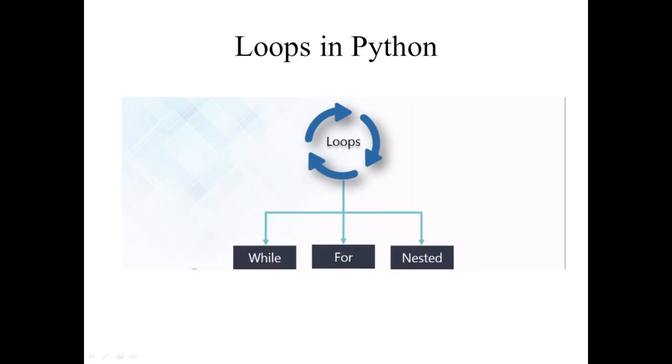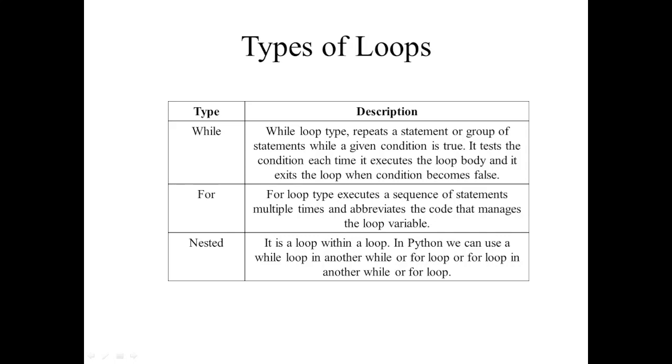As far as the types of loops are concerned, there are three main types of loops in Python. The first type is called the while loop, the second type is called the for loop, and the third type is called the nested loop, which is similar to nested if, meaning a loop inside another loop. Let's have a look at a summary or overview of these different types of loops.